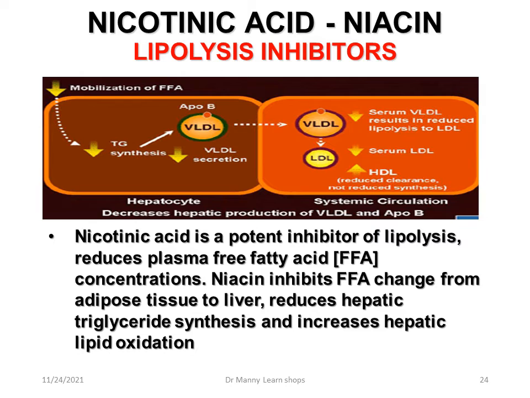Niacin, or nicotinic acid, is a member of another group called the lipolysis inhibitors, and it's a potent inhibitor of lipolysis because it reduces free fatty acids in the plasma, and it inhibits the flux of free fatty acids from adipose tissue to the liver, and it reduces hepatic triglyceride synthesis and increases hepatic lipid oxidation, which basically means it's breaking down cholesterol. That's what it does.